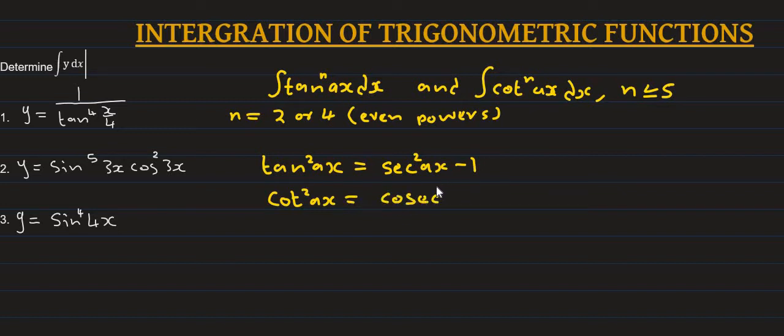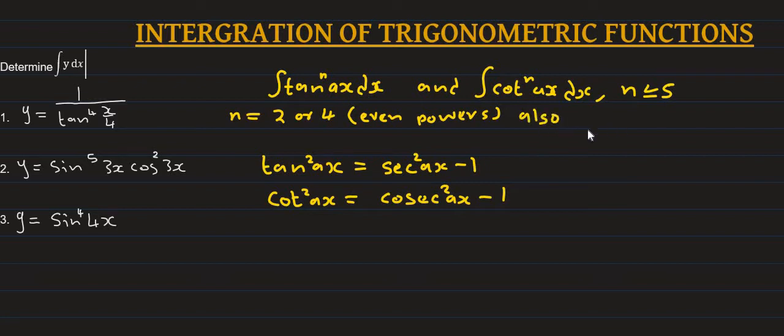Cosec squared ax minus 1. Then for cosec, when the power is even, we use the same identity, the same identity.